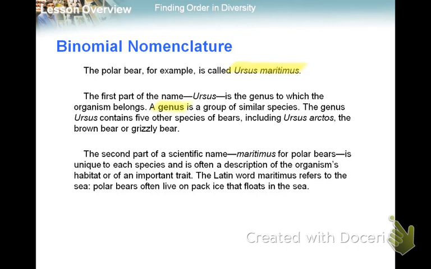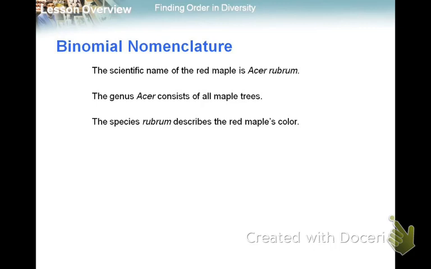The first part of the name is the genus name. It's a group of similar species. The genus Ursus contains 5 other species of bears, including the grizzly bear. The second part is the species name. It's unique, and it's a description of the habitat or of an important trait. Maritimus refers to the sea. Here's another example. The scientific name of the red maple is Acer rubrum. Acer is all maple trees, and rubrum describes the color in Latin.